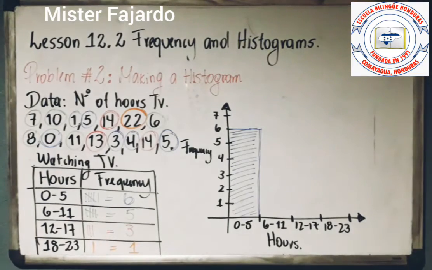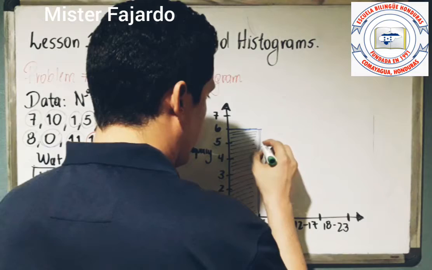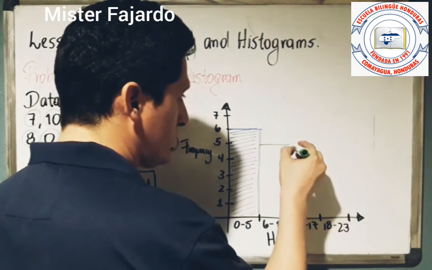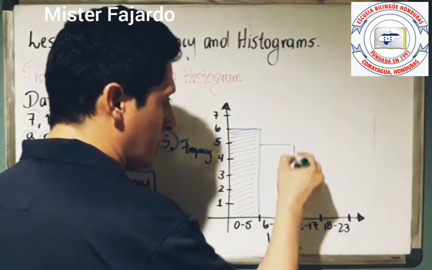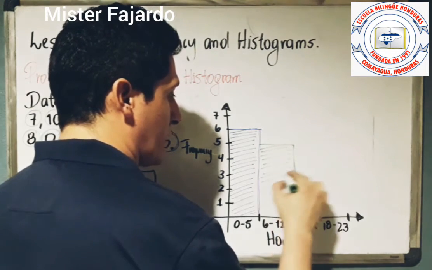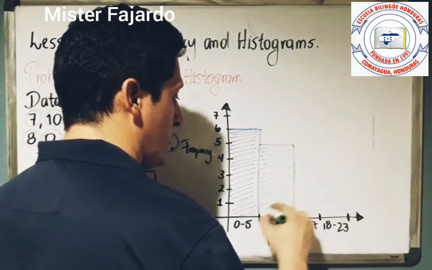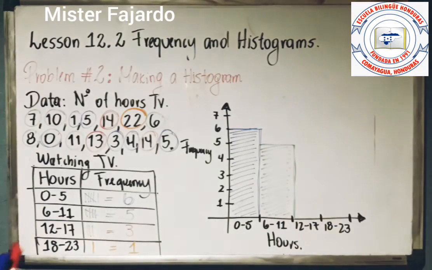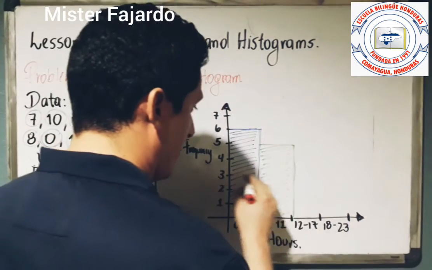In the next one, from 6 to 11, you know that you have 5, okay? It has to be here, 5. From 6 to 11, okay? And also, you can color it and it's going to be really nice, okay? From 12 to 17, you know that it is 3. It's going to be here, 3.